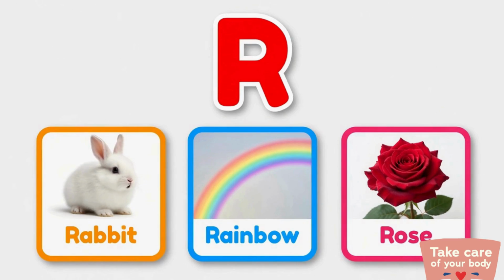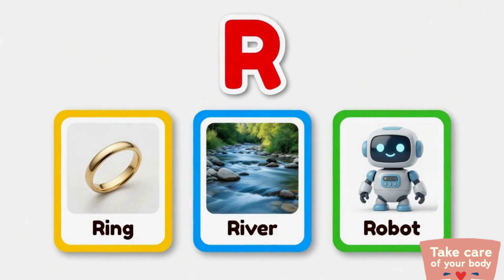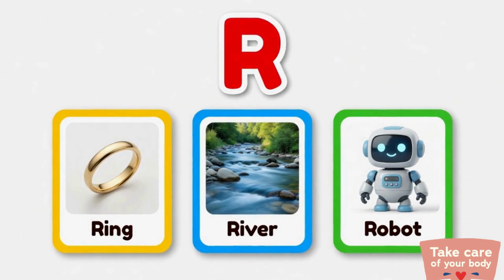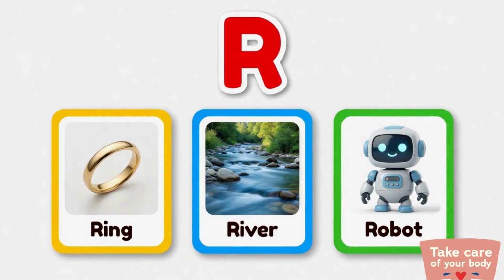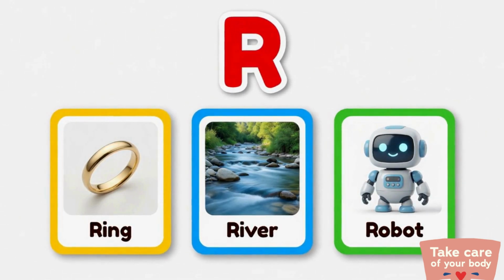This is the letter R. R is for rabbit. R is for rainbow. R is for rose. R is for ring. R is for river. R is for robot.